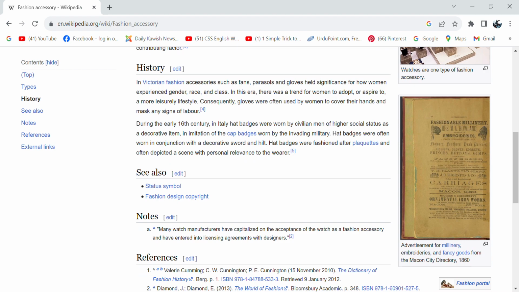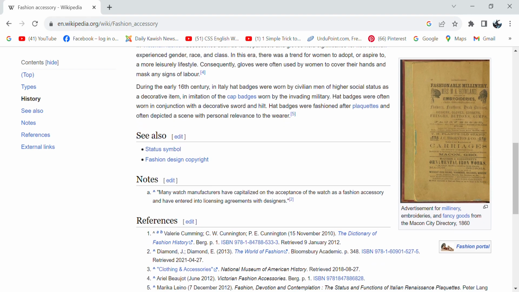During the early 16th century, in Italy, hat badges were worn by civilian men of higher social status as a decorative item. In imitation of the cape badges worn by the invading military, hat badges were often worn in conjunction with a decorative sword and hilt. Hat badges were fashioned after plaquettes and often depicted a scene with personal relevance to the wearer.